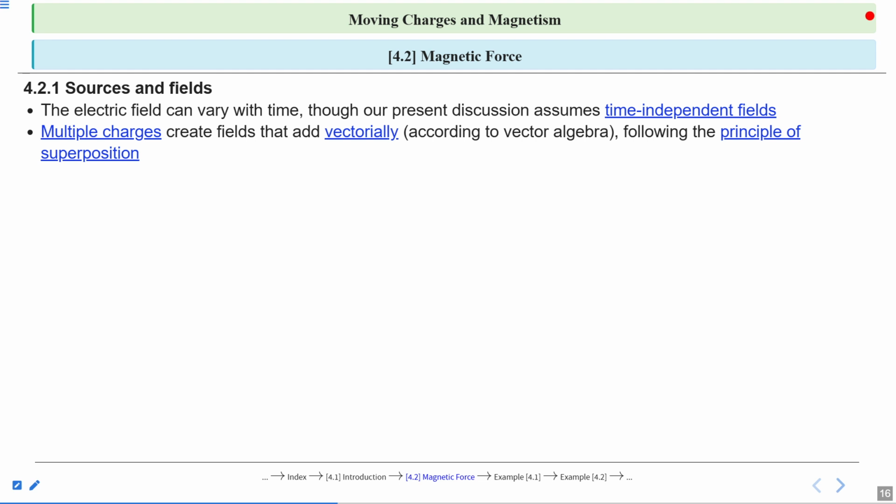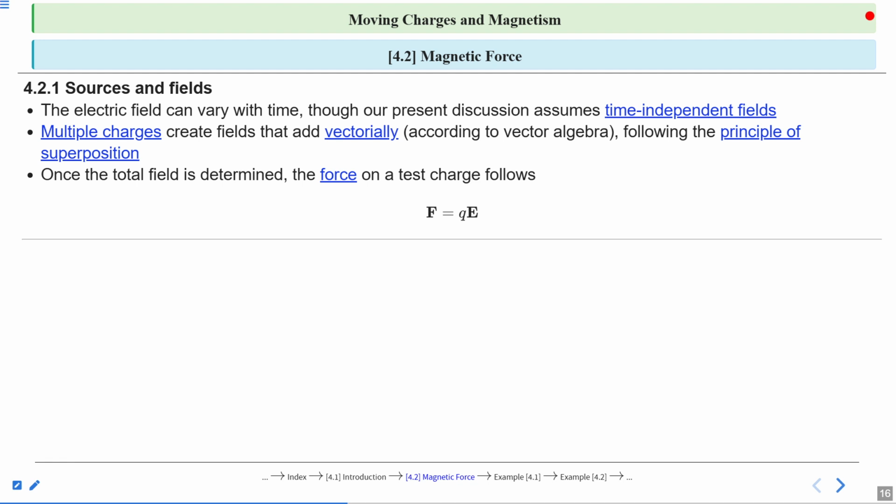So we have to do vector algebra, not a simple sum, following the principle of superposition. Once the total field is determined, the force on a test charge follows: F is equal to qE. This is the field due to multiple charges at a point.